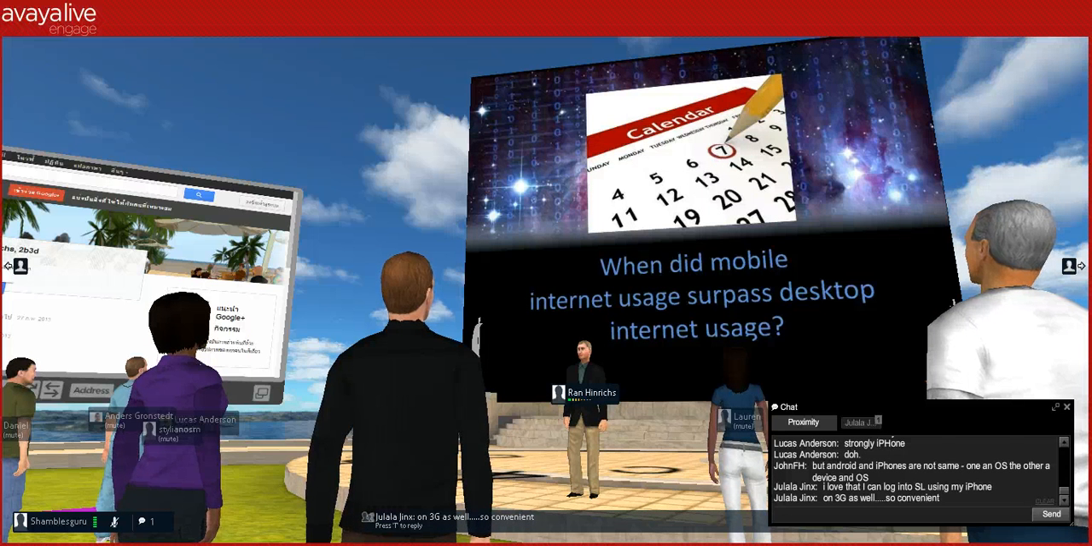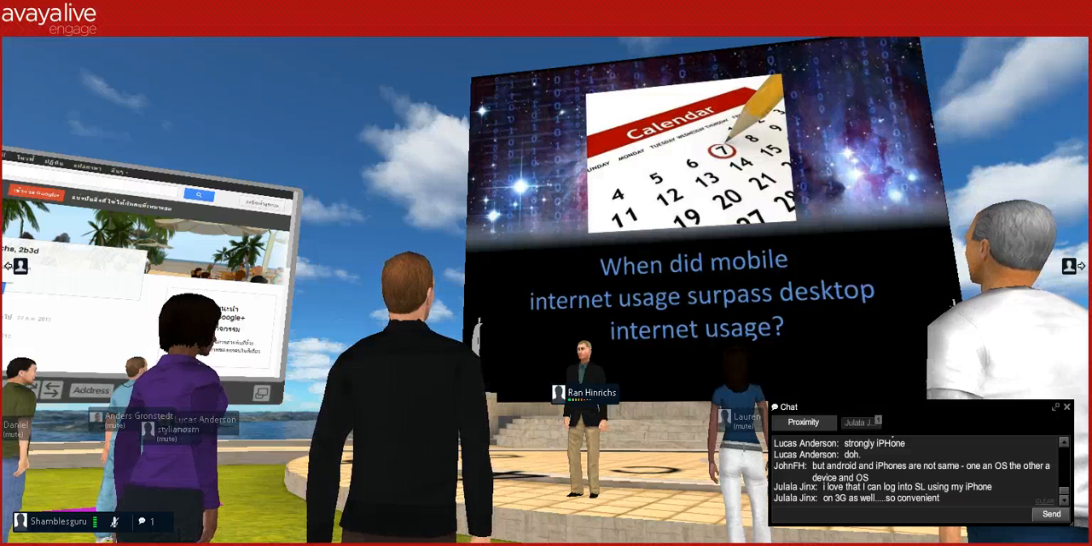Just a few more questions. When did mobile internet usage surpass desktop internet usage? Because I want to prove to you that although we are sitting in front of our computers, that is not the majority of people sitting in front of their computers entering into a virtual world.